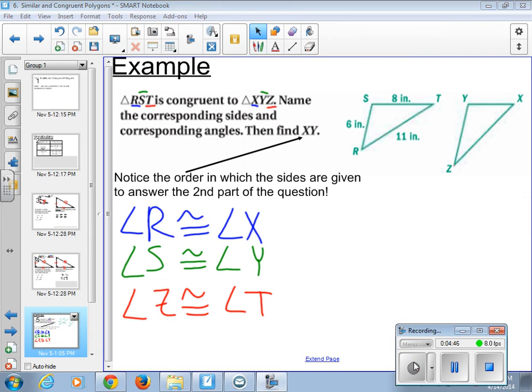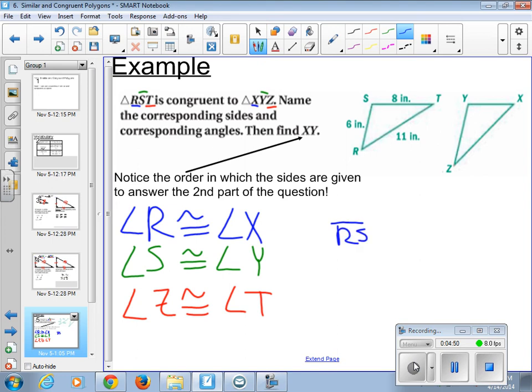Now we'll name the corresponding sides. Again, look for the order. We've got side RS corresponding with side XY. Actually, those are congruent, so we're going to say that they're congruent sides. So RS is congruent with XY.